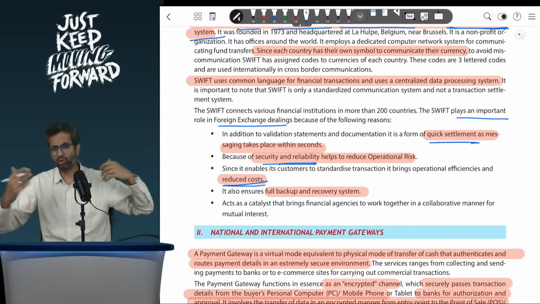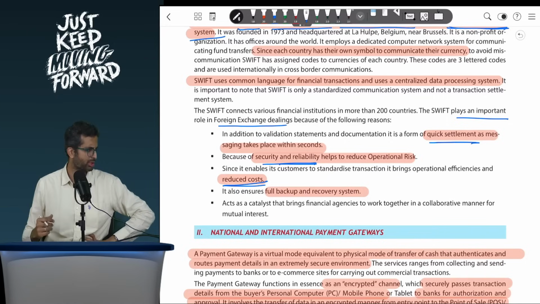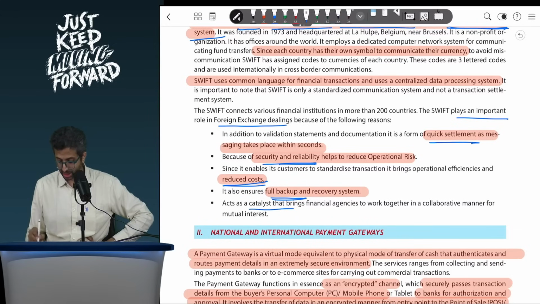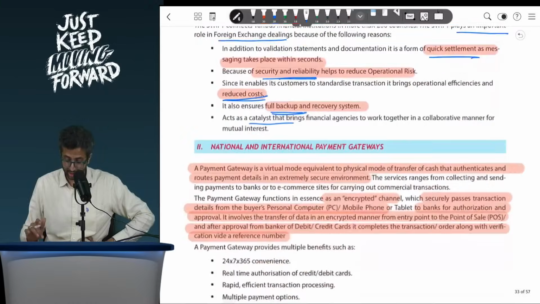It can reduce cost for banks to communicate with banks overseas. You can easily do this using the SWIFT system. It reduces the overall cost and brings in operational efficiency. There's full backup which is maintained. It acts as a catalyst which brings the agencies to work in a much better manner. So this is just a general discussion regarding the SWIFT system.